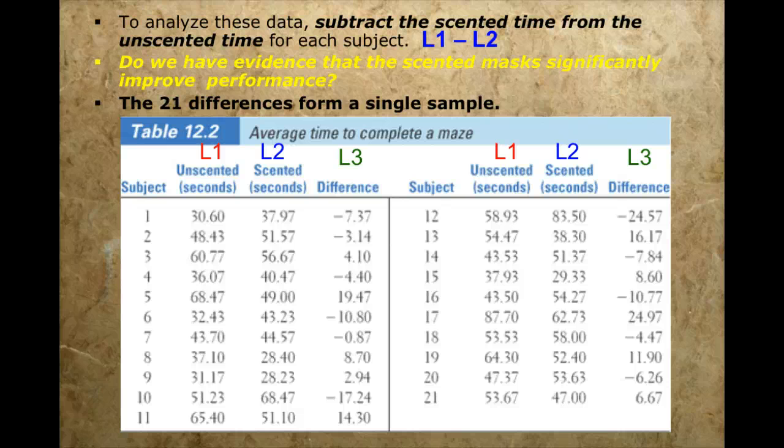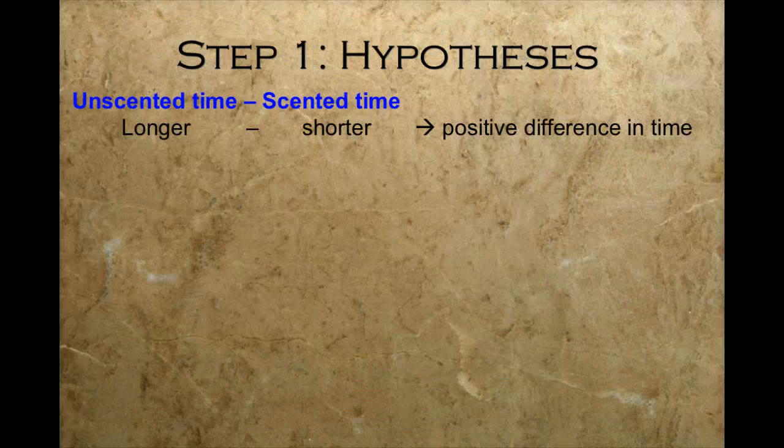So we actually need to look at what it means for them to improve performance. What would it look like in list 3? So we did unscented minus scented times. Now, if unscented time really was longer, if we did worse without the floral mask, we got a longer time. If I had a longer time minus a shorter time, I'm expecting to see positive differences here. A positive difference would mean that the scented mask did in fact help performance.